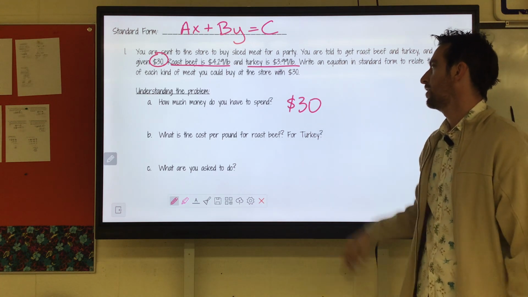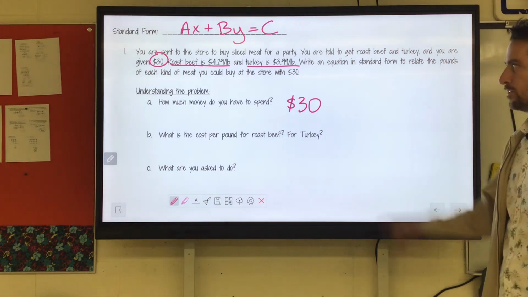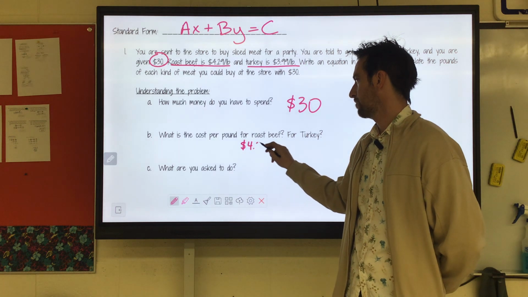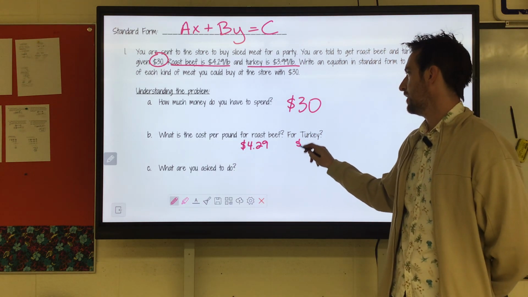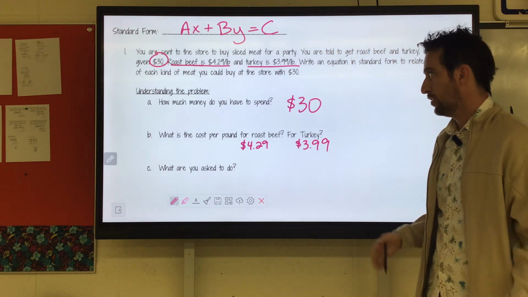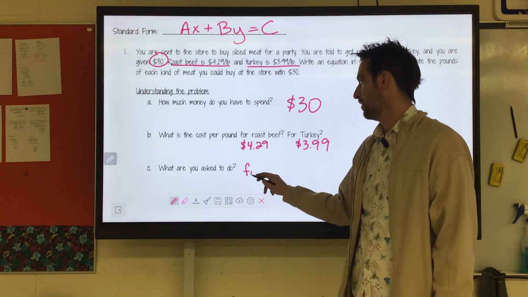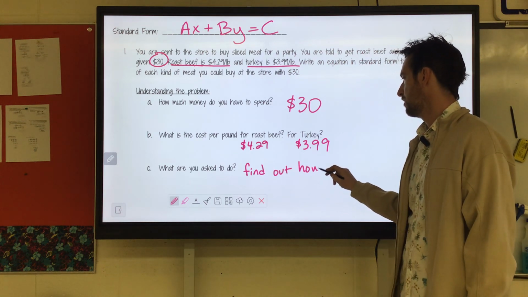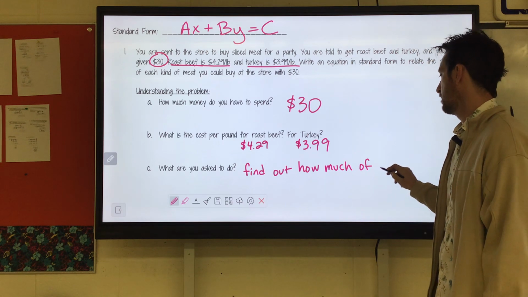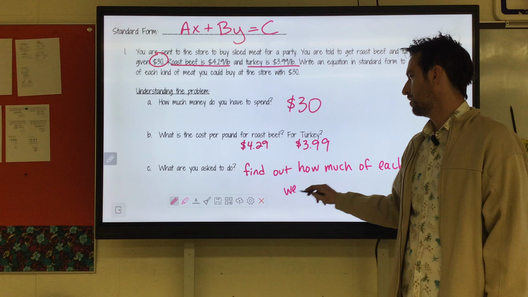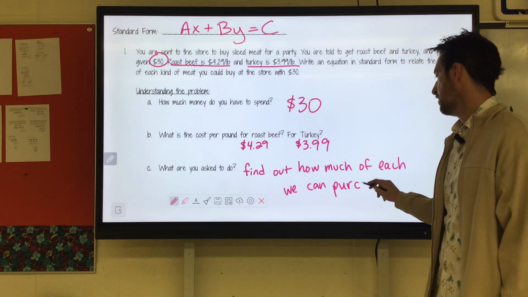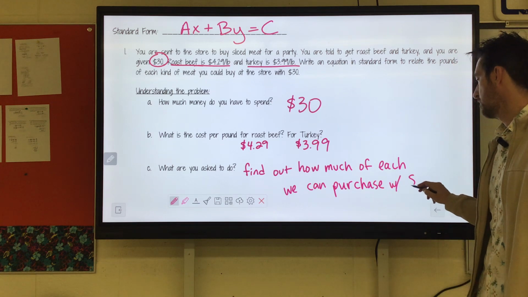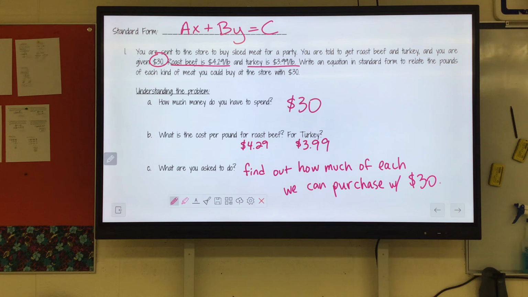How much money do you have to spend? $30. What is the cost per pound of roast beef? Well, it says roast beef is $4.29. And for turkey, it is $3.99. What are you asked to do? We're supposed to find out how much of each we can purchase, with $30, I guess. All right. Let's see what else we got.